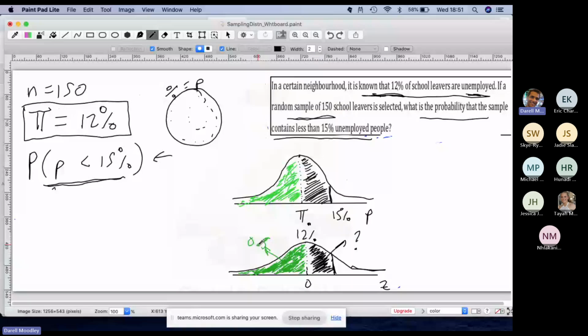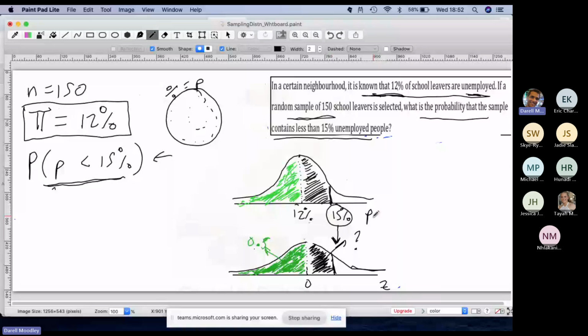All right. Now, same approach like before. It's going to be 12% here. Remember, we're looking for the area on the left of 15%. So it means we need to convert this 15% to a Z value. What's the equivalent Z value? So we're going from P to Z. And we need to figure out how do we convert P to Z.